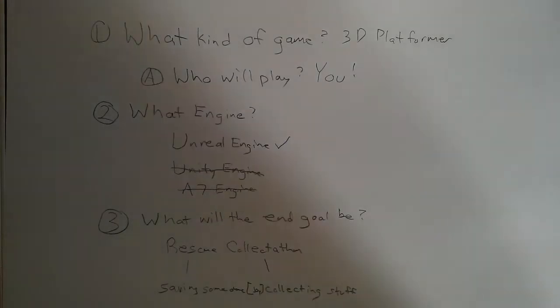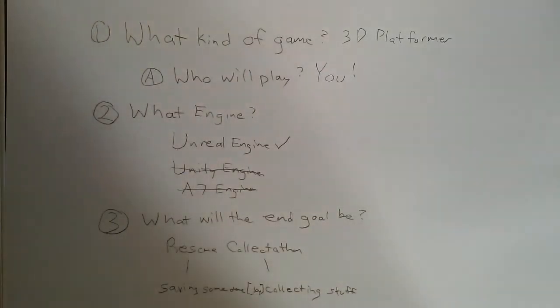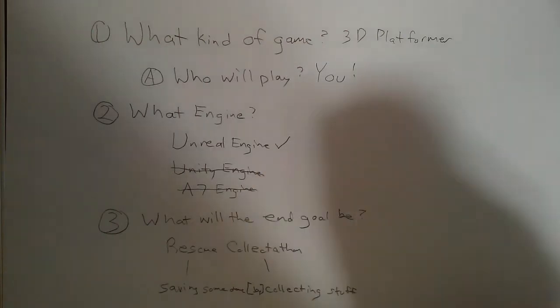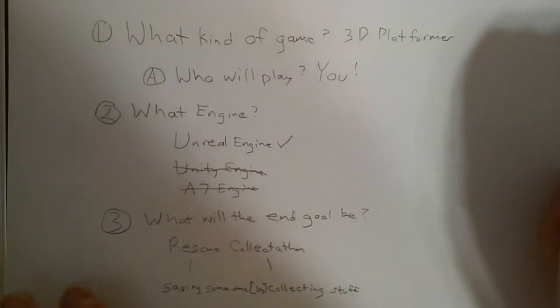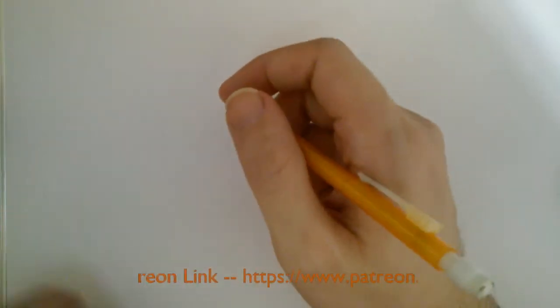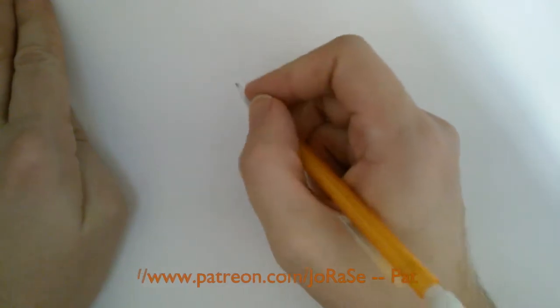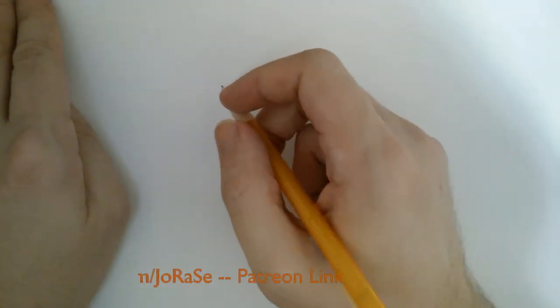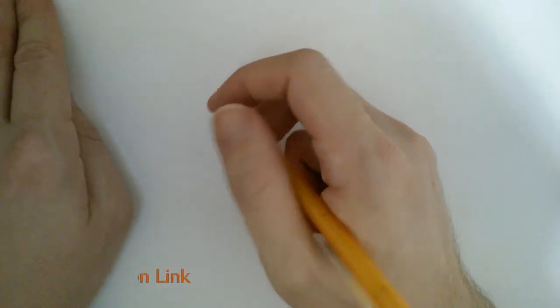And with that, our planning session is pretty much done for now. We still need to work out what we're going to be collecting and what we're going to be saving. So let's throw together some ideas for that. Collectible items, they can be anything really, but what would make more sense if we're trying to save someone?